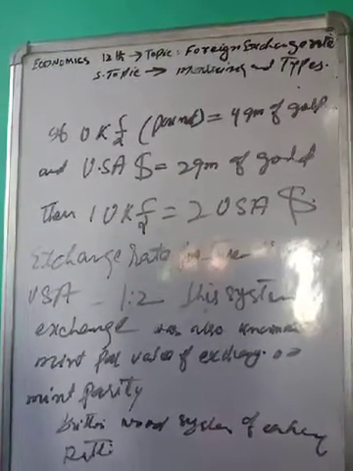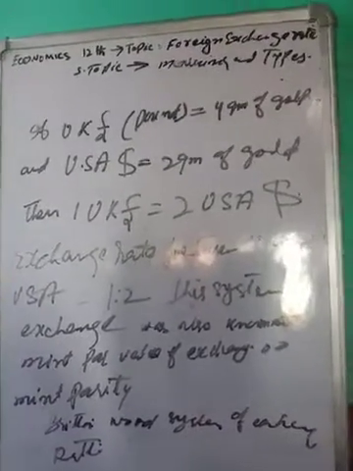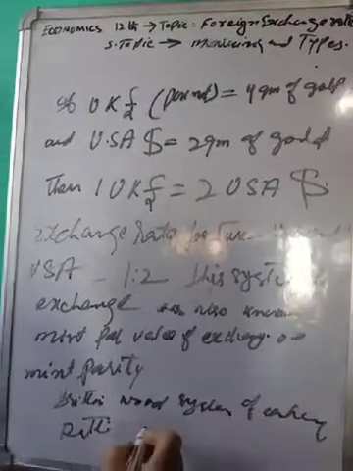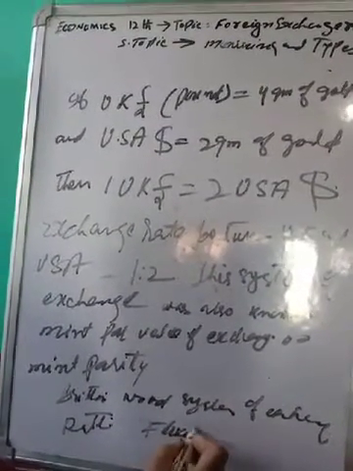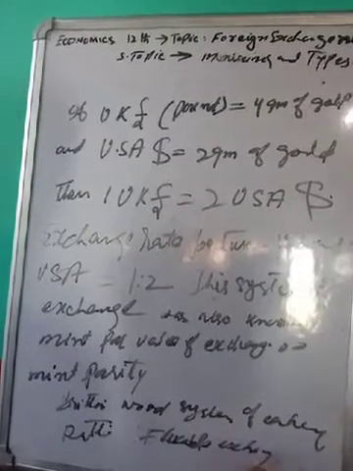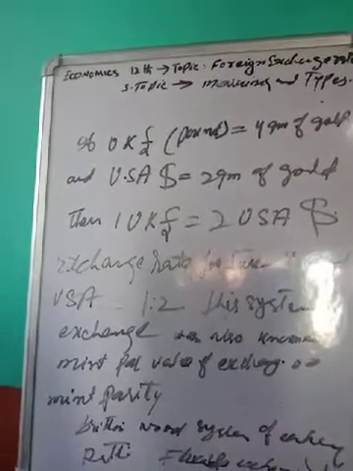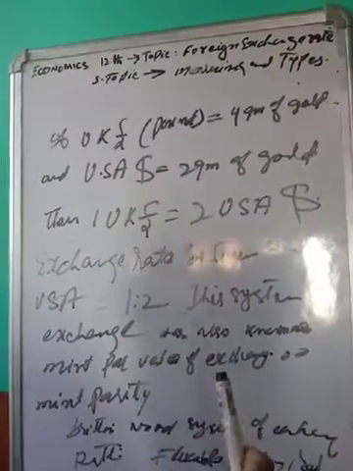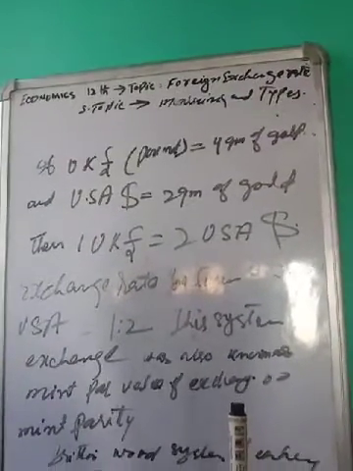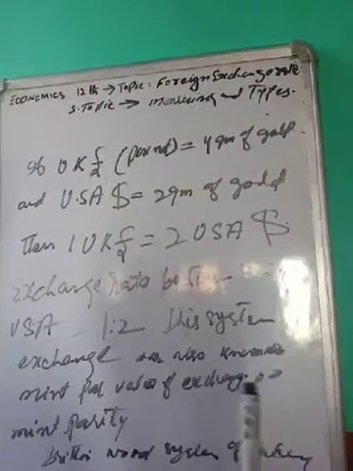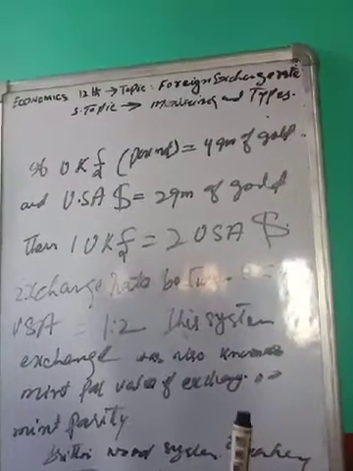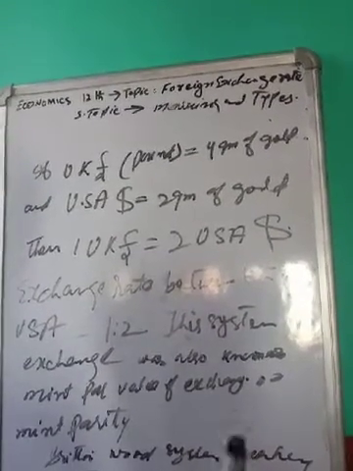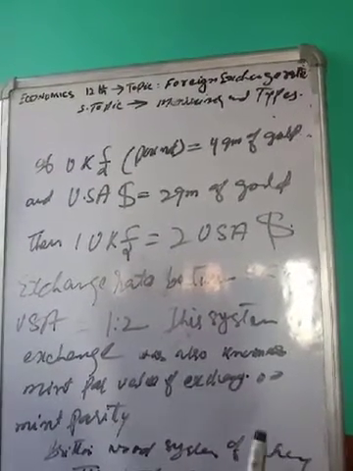Now, number two is the flexible exchange rate. What is the flexible exchange rate? Flexible rate of exchange is that rate which is determined by the demand for and the supply of different currencies in the foreign exchange market. In other words, it is determined by market forces, like the price of any other commodity. So three things are there: market, supply and demand.